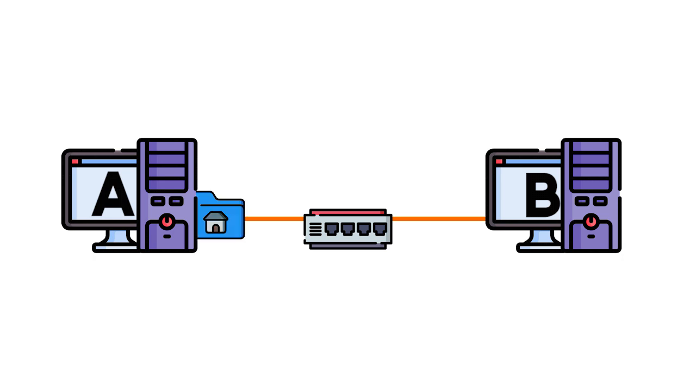For example, here you have two computers, computer A and computer B. Both of these computers are connected by a switch. So computer A sends a data packet to computer B. This data packet first travels to the switch. After that, the switch sends that data packet to computer B. And vice versa, computer B sends a data packet to computer A. It goes through the switch and the switch sends it to computer A.